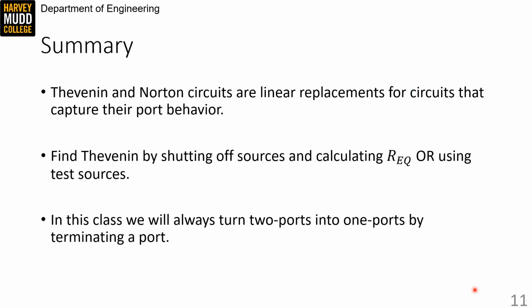In summary, Thevenin and Norton circuits are linear replacements for circuits that equivalently capture their port behavior. You can find the Thevenin resistance by shutting off all of the sources and calculating the equivalent resistance, or by using test sources. In this class, we'll always turn two ports into one ports by terminating one port.